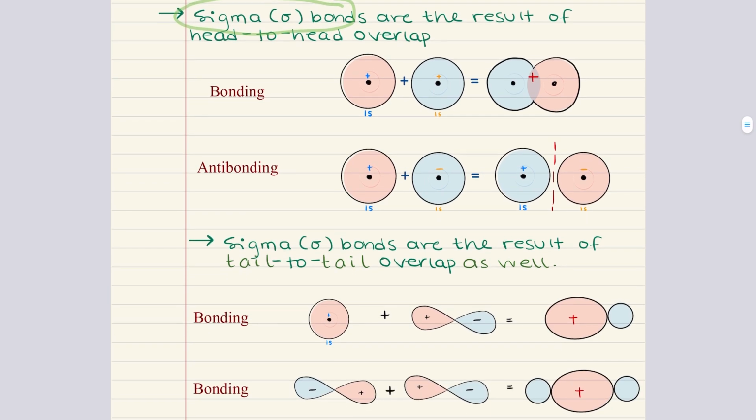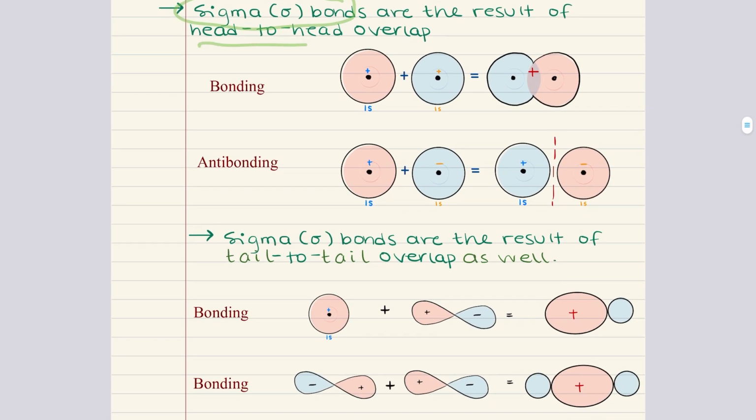Sigma bonds are formed by the direct head-to-head or tail-to-tail overlap of atomic orbitals along the internuclear axis. The internuclear axis is just a straight line connecting the nuclei of two bonded atoms. And this overlap results in the highest electron density directly between the two nuclei, and that makes sigma bonds the strongest type of covalent bond. Now, sigma bonds can form in several ways. Sigma bonds can form through different types of orbital overlap.